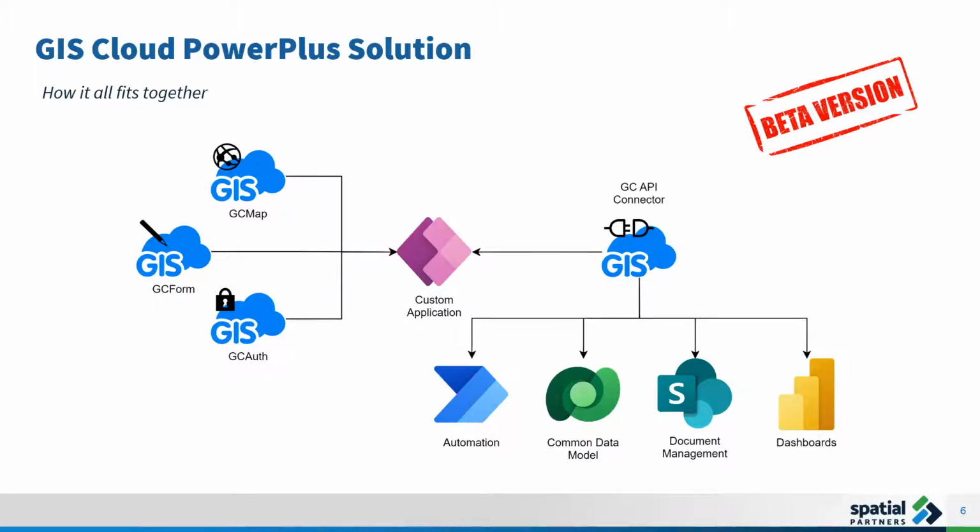And so the elements that are really key here: you've got the GCMap component, which allows you to display a map and interact with it within PowerApps. You've got the GCForm, which allows you to basically render a form very, very close to what you would see on the MDC app. And you've got GCAuth.